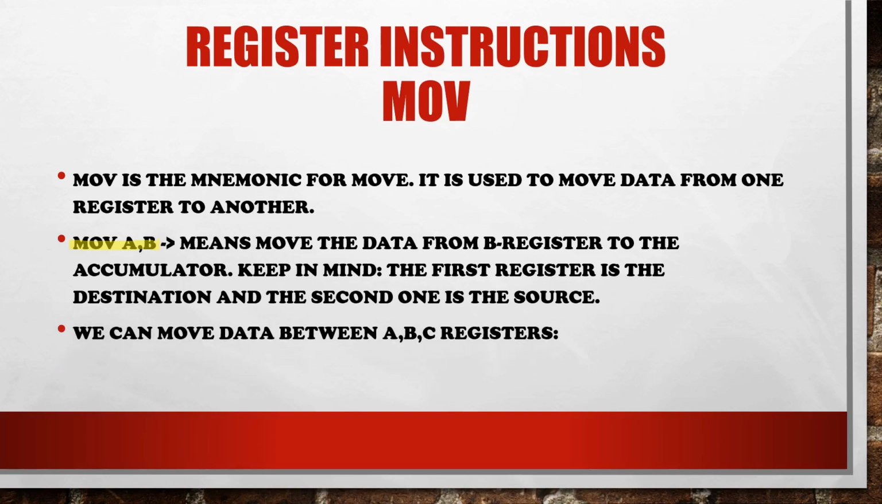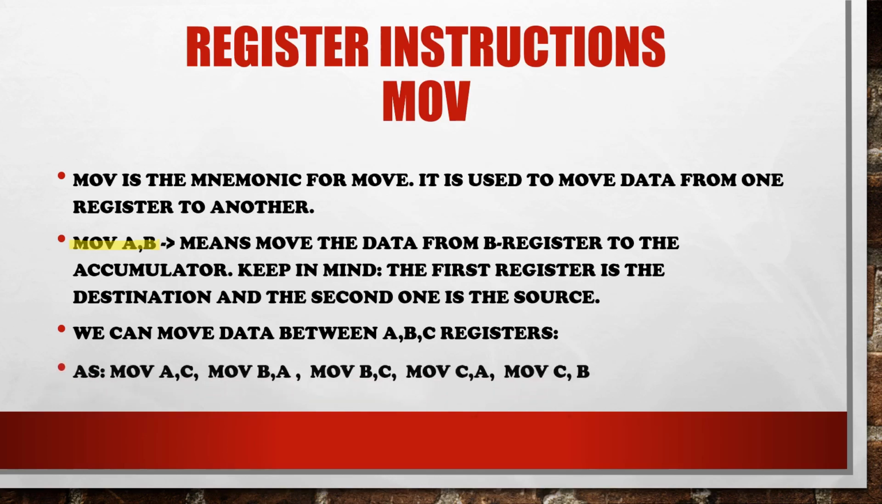We can move data between A, B and C registers as MOV A, C, MOV B, A and MOV B, C, MOV C, A and MOV C, B. These also have a similar meaning. MOV A, C means move the data from C register to the accumulator. So these all have a similar meaning, only the name of the register is changed. So only this much about the MOV register instruction.